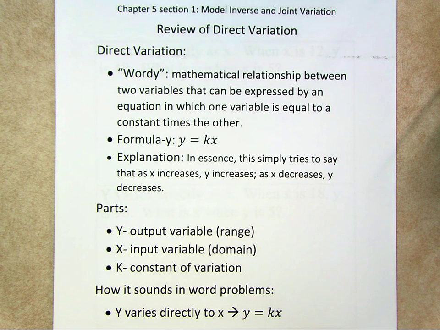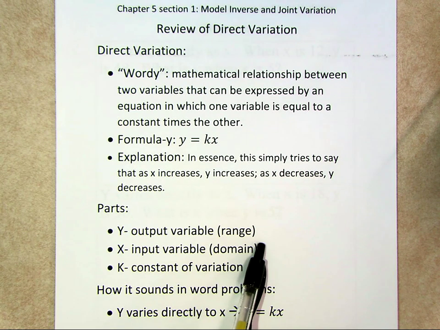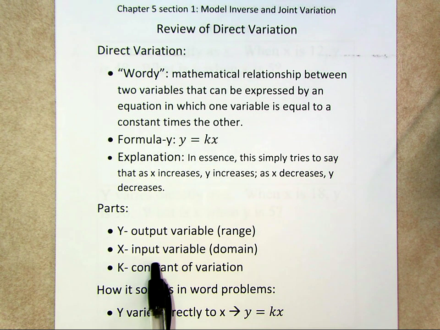Let's look at the parts we have. First part we have is y. That's our output variable. Remember, we keep talking about the range? Well, there he is. X is our infamous input variable, or our domain. Here's the new one, k, the constant of variation. Those are the three parts. There's not a lot to this.